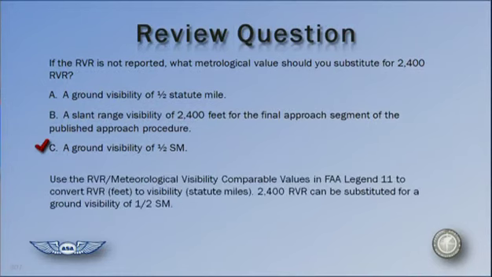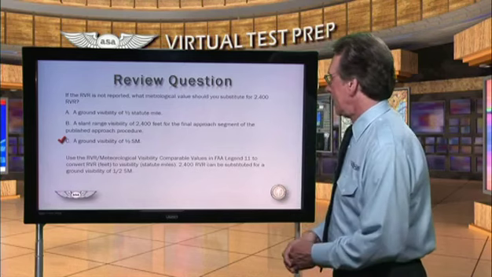C. Use the RVR meteorological visibility comparable values in the FAA Legend 11 to convert RVR feet to visibility statute miles. 2400 RVR can be substituted for a ground visibility of 1/2 statute mile. Okay, next topic.